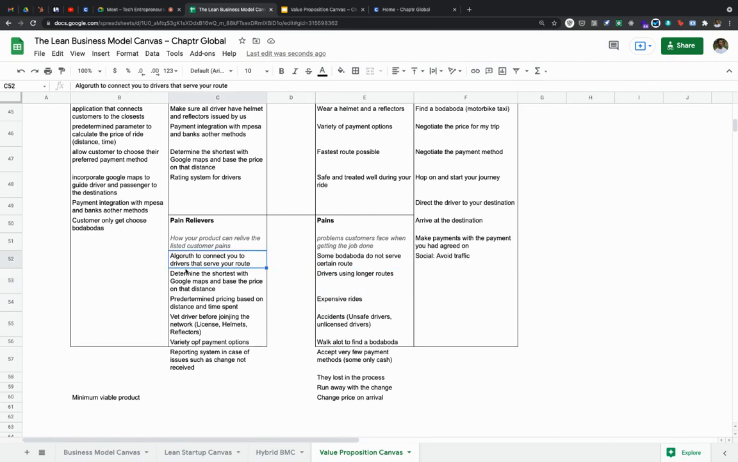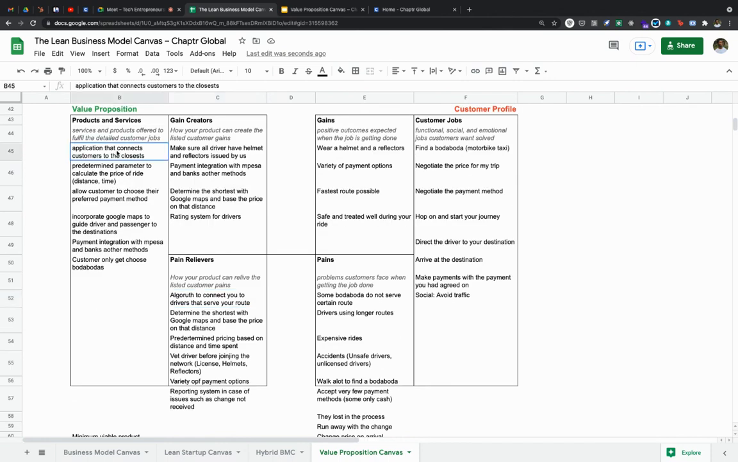And that's where I'll come in here and say, I want a product that does the following services, but the core features that will go into my product will be: One, the algorithm to connect you with drivers. Probably that's one of the key pains and customer jobs. Second thing, a way to determine the shortest distance with maps as well. And finally, a predetermined pricing structure, right?